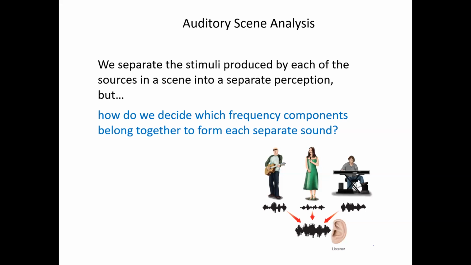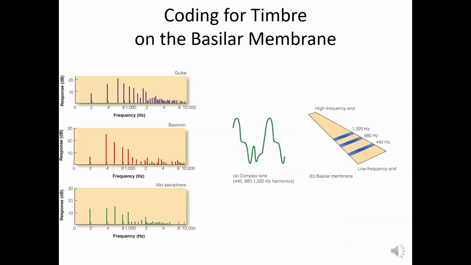Let's say it's the 220 A, with harmonics of 220, 440, 660, and 880, and they're all overlapped on top of each other as far as what's happening at the level of the basilar membrane. So how do we decide which frequency components belong together to form each of those separate sounds? How do we segregate those sounds?